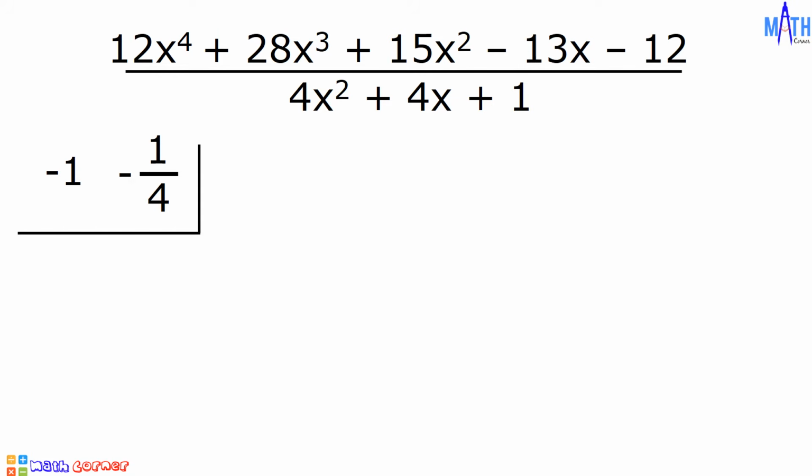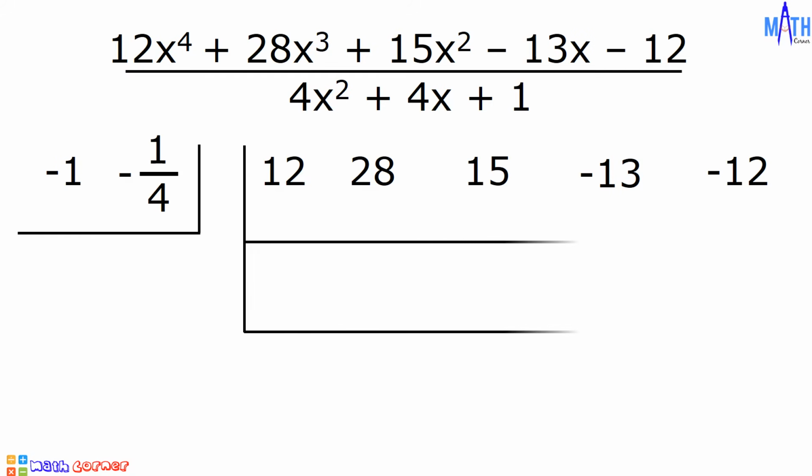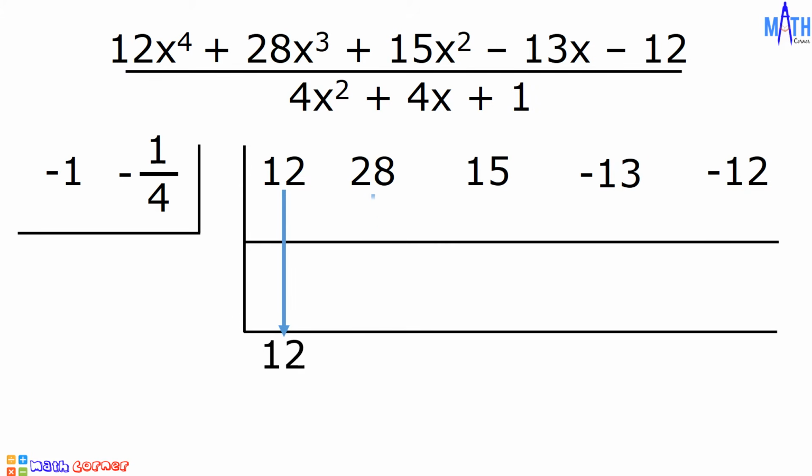For the dividend, let us write all the coefficients, placing 0 if there are any missing terms. The coefficients are 12, 28, 15, negative 13, and negative 12. Let us write this line, and we are done with the setup. Let us divide. Bring down the first coefficient all the way to the last row, and bring down the second coefficient all the way to the third row.